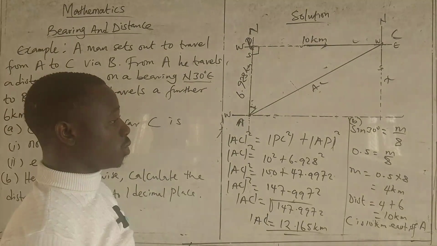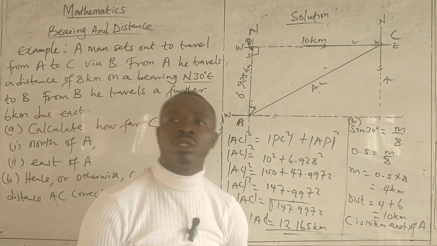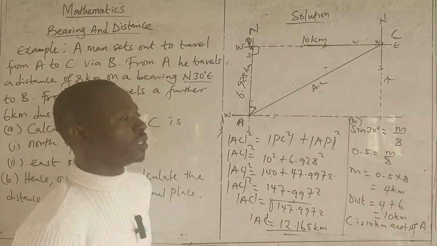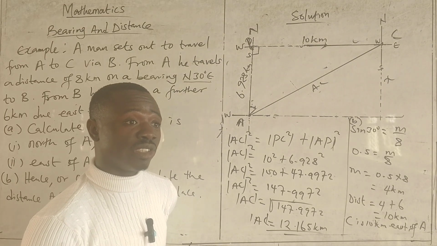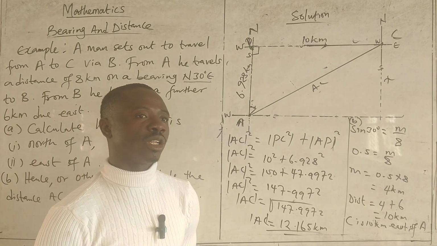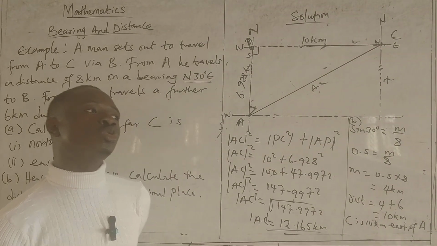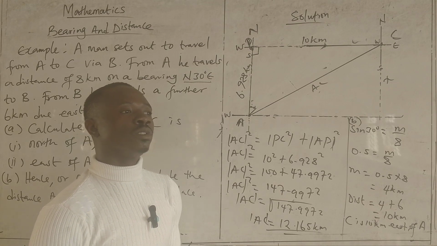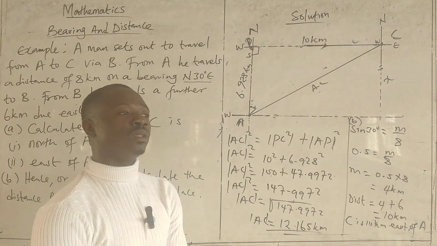But before that, take home this assignment. Number 1, the bearing of A from B is 325 degrees. Find the bearing of B from A. And number 2, the bearing of C from D is 280 degrees. Find the bearing of D from C.